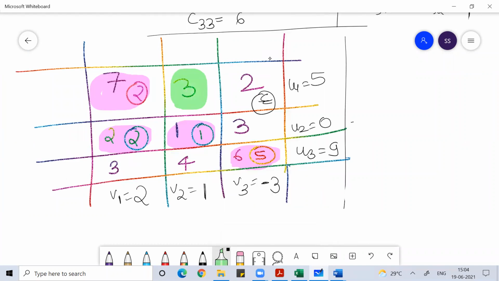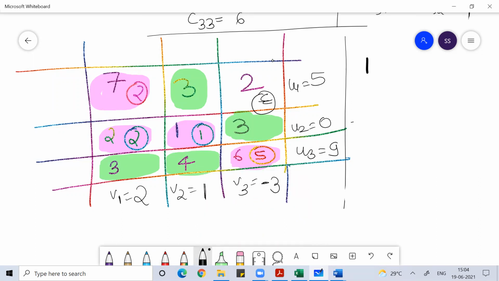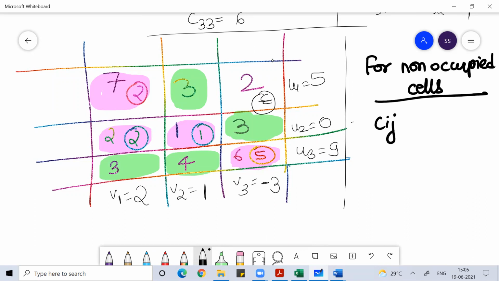Now focus on the cells which are unallocated. Till now, you focused on the cells which are allocated and you got these values. So now what you'll do, you'll focus on the cells which are not allocated. For the non-occupied cells, use the formula Cij minus Ui plus Vj.